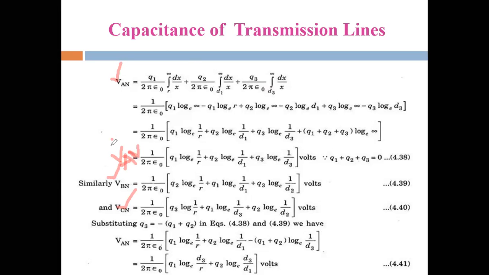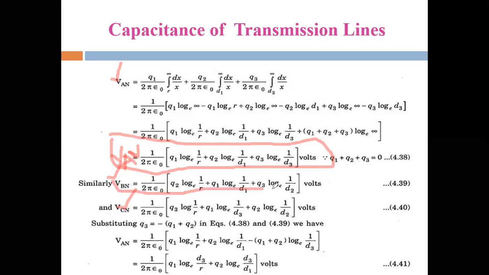Okay, the capacitance of a three-phase overhead transmission line. Okay, this is the VAN and this is the VBN. And this is the VCN. Okay, these are the three formulas that will be related to the potential difference across the three conductors.